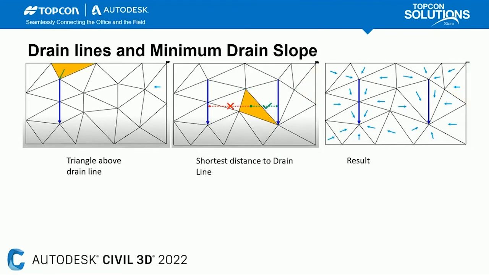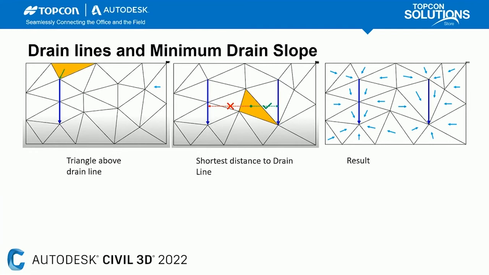This is the case if the surface triangle is above the drain line, it'll angle towards the end of the drain line. And one thing it'll always do is it always takes the shortest distance to the drain line. So say you have a couple drain lines, it'll pick whichever one's closer.